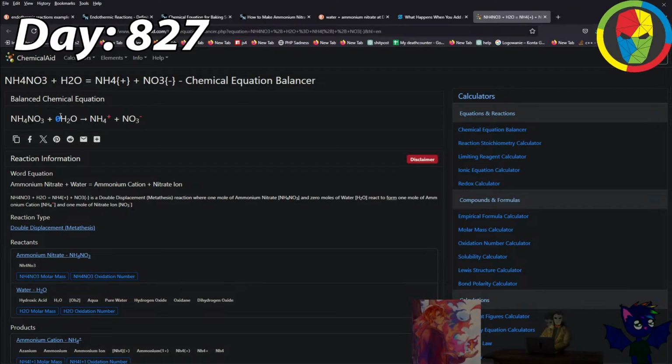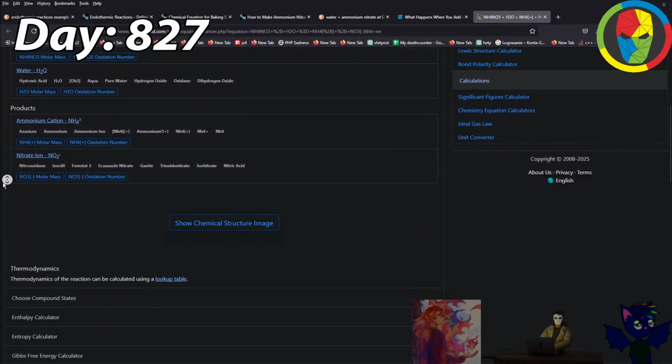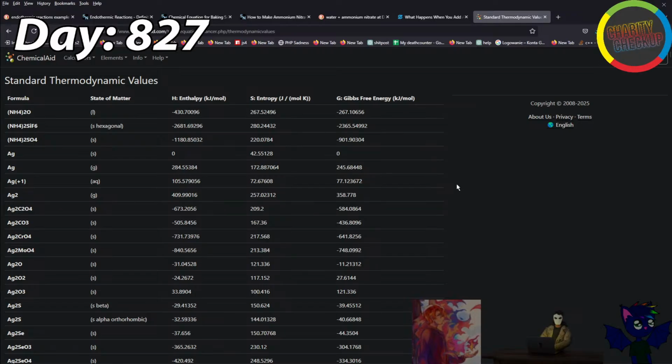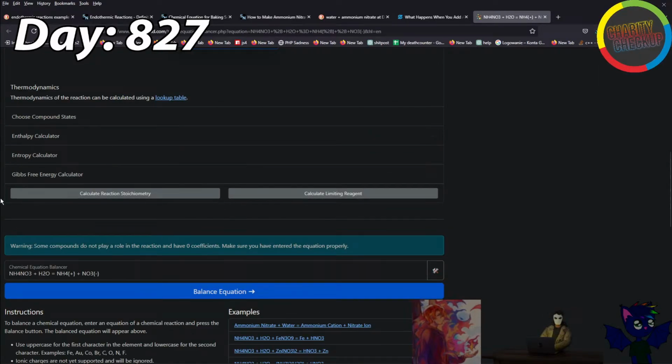Hold on, why is that a 0? What? Oh, is that as in it's a catalyst? That looks hilarious though. I've never seen a catalyst written like that. It's just add it to 0 waters. It makes sense because you don't get anything. Waters. Yeah. So there should be some energies, right? Structure image, thermodynamics, calculated using a lookup table.